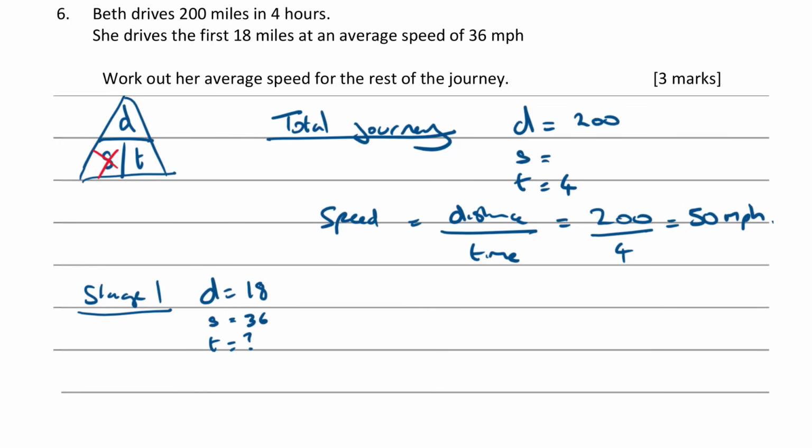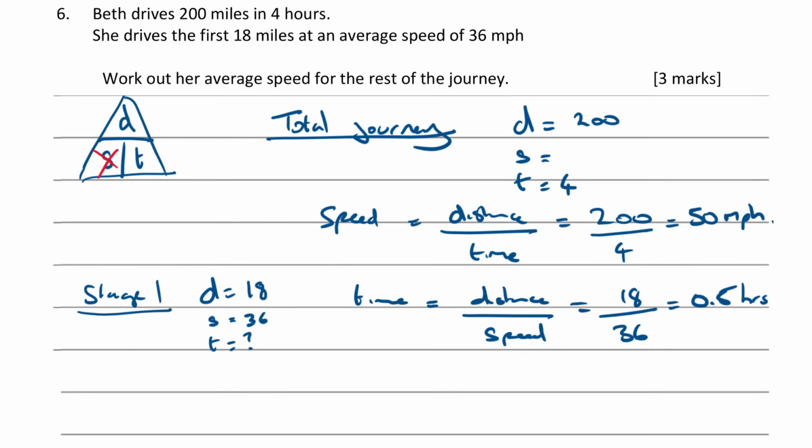So again, going back to the DST triangle, if you cover up T, you can see that time is going to be distance divided by speed. Okay, which is going to be 18 divided by 36, which looks like a half to me, 0.5. So what's the units of that then? So this is time in hours then, isn't it? So 0.5 hours, that's half an hour or 30 minutes. Okay, I'm just going to leave it in hours for now.